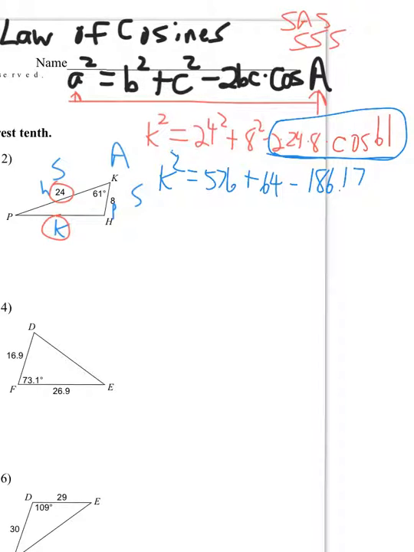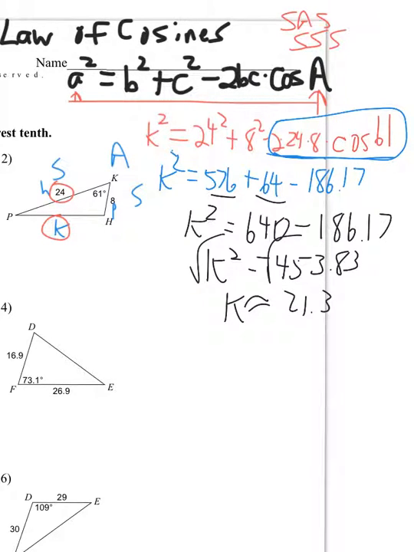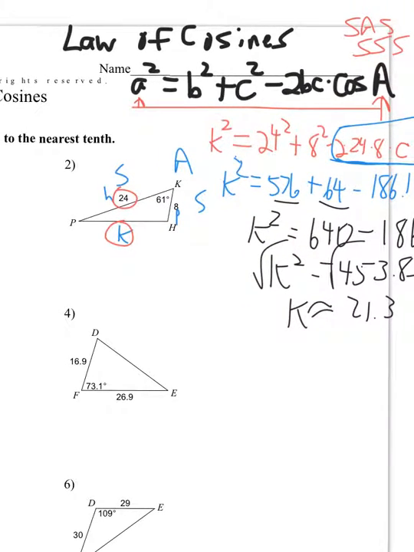So now if I simplify further, I'm going to combine these 2 together next. So k squared is equal to 640 minus 186.17. If I do that subtraction, k squared is 453.83. I'm going to take the square root of both sides. So k is about 21.3. So I found side k, this side down here is about 21.3.